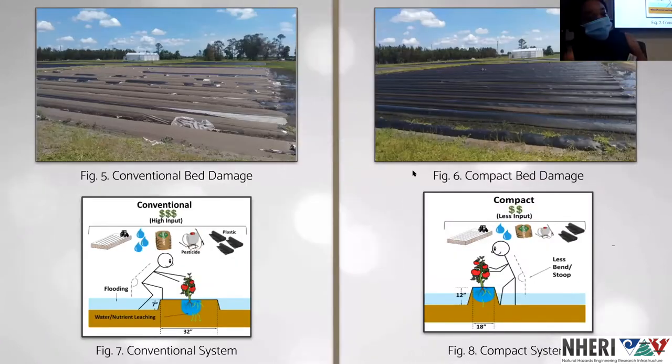So here is a result of Hurricane Irma to a conventional bed and a compact bed. And the black thing on top of it are plastic coverings. And as you can see, compact beds are more structured than conventional beds, and below are just the schematics of both systems for strawberry field models.